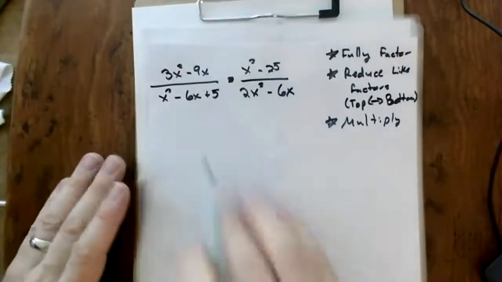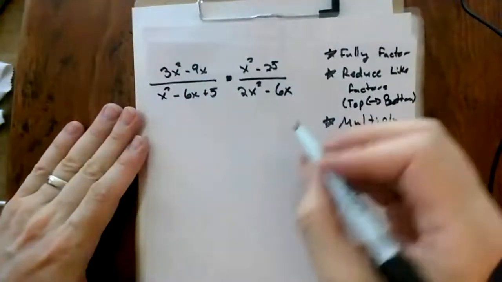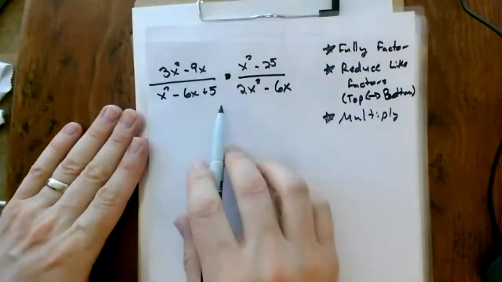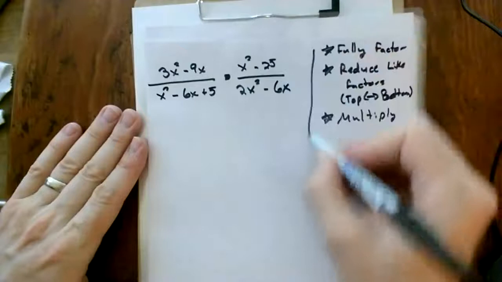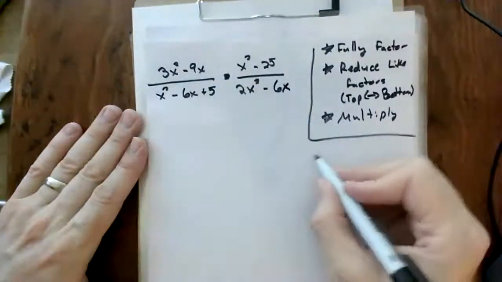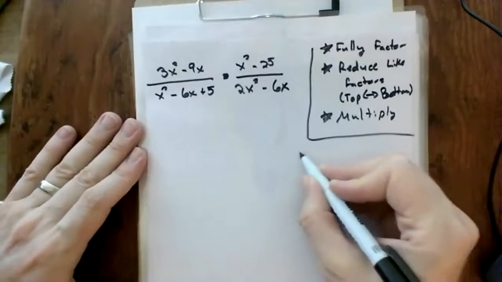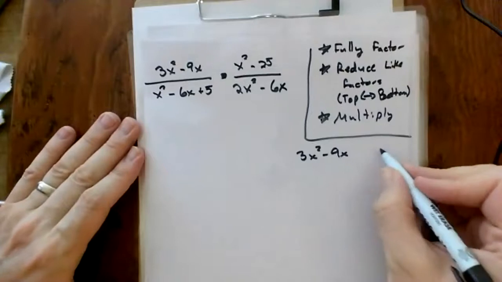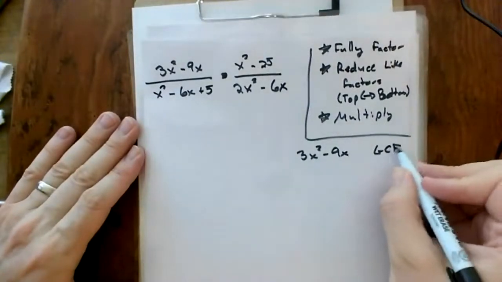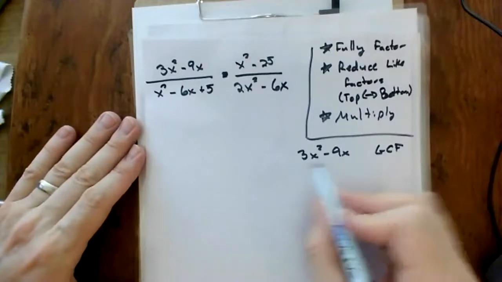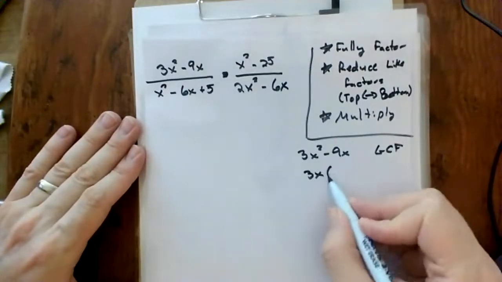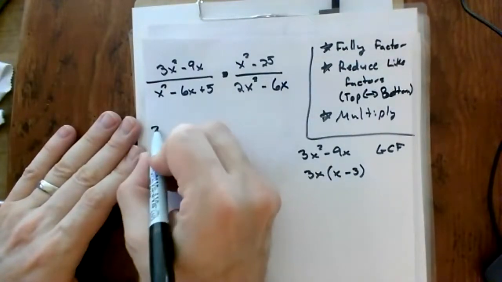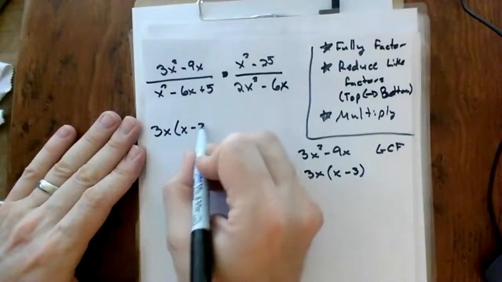So instead, we need to start factoring this stuff. And I'm going to take a couple extra steps just to show you where all of these things are coming from. Let's think about 3x squared minus 9x. I can factor this, and the factoring that we're going to use is just greatest common factor. What I can pull out of both of these is a 3x, and I'll have x minus 3. So I've got 3x times x minus 3 here.